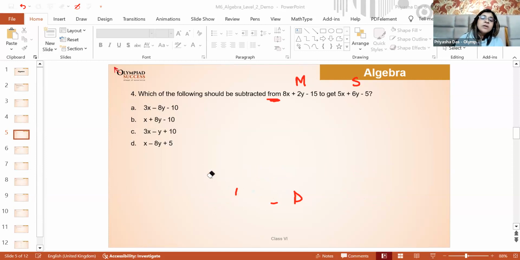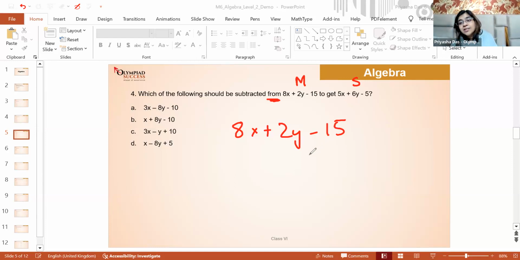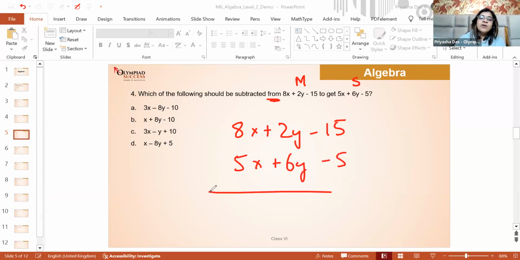Again, why is it important, ma'am? Because where you keep which expression is important. If you keep the 8x plus 2y minus 15 at the top, then you get a positive answer. And if you keep it at the bottom, you get just the opposite sign answer. So if you take this 5x plus 6y minus 5, now let's subtract it, keeping in mind that this is the minuend and this is the subtrahend, and we have to subtract everything. Plus becomes minus, plus becomes minus, minus becomes plus. That's how we subtract.